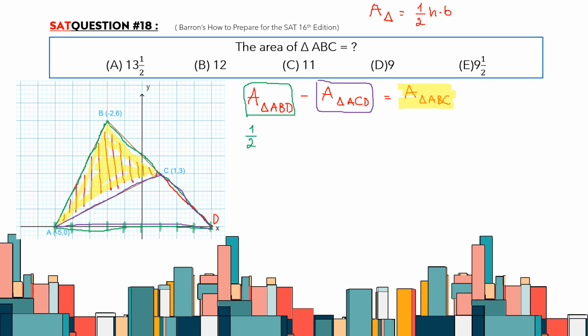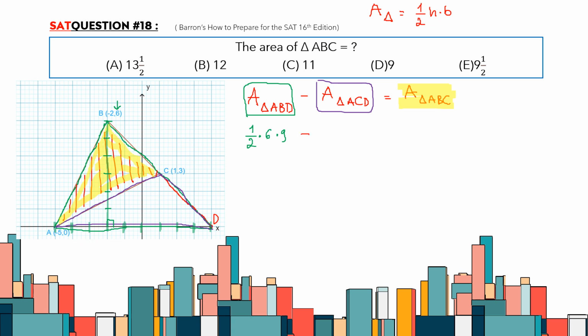So we have 1/2 times 9. And the height is from B going down perpendicular to AD. It's easy to count because that's the y value of point B, so it's 6. Or we can count 1, 2, 3, 4, 5, 6.